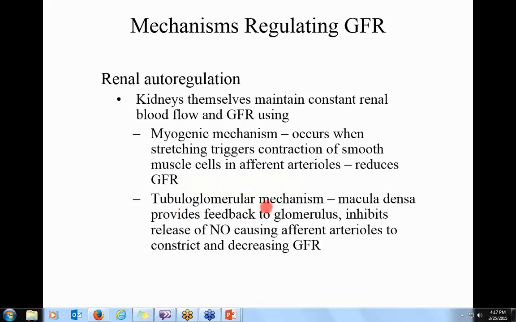Tubuloglomerular mechanism, this is our macula densa, provides feedback and inhibits the release of nitric oxide. And by inhibiting that, it's going to cause the afferent arterioles to constrict and decrease the glomerular filtration rate.